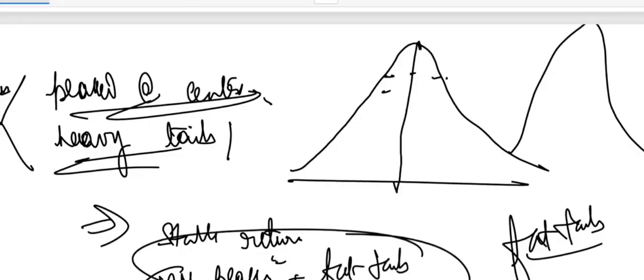And more chance of outliers, more chance of extreme events. And this is important for portfolio risk analysis because extreme losses are more likely. So high kurtosis means a high chance of extremes, even if the average is low.